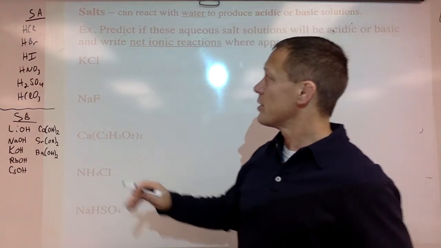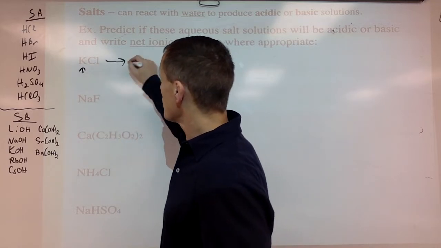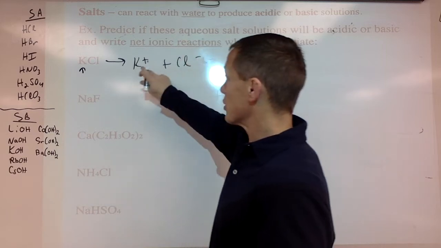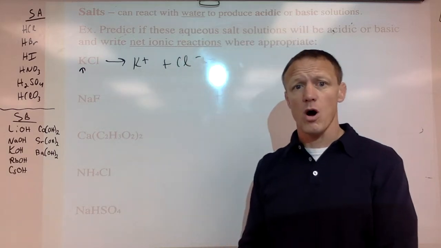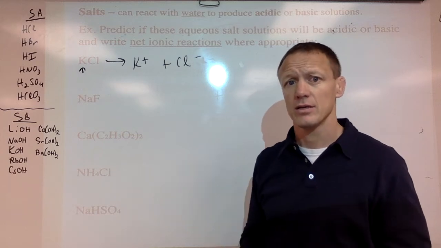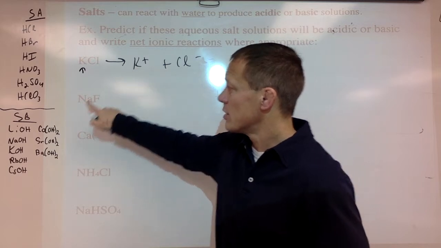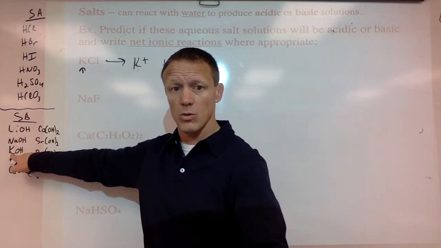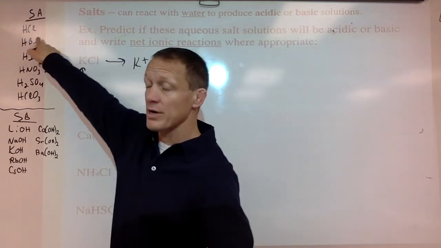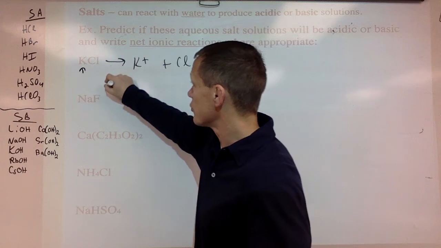So if we look at a compound, we go, well, potassium chloride. When you put this in water, it makes potassium ions plus chloride ions. So those could react with water to make hydrogen ions or OH negative ions, making an acidic or basic solution. Well, potassium ions are part of the strong bases, so they don't affect pH. Chloride ions are one of the strong acids, they don't affect pH. This solution would be neutral. That would be a neutral solution.